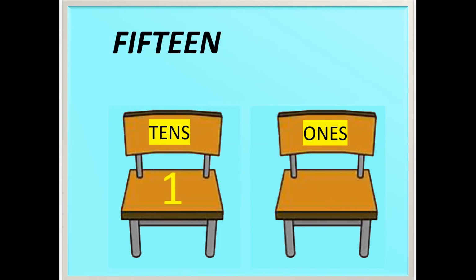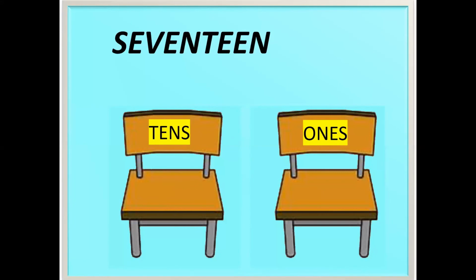15 is 1 ten and 5 ones. We spell it as FIFTEEN. 16 is 1 ten and 6 ones. We spell it as SIXTEEN. 17 is 1 ten and 7 ones. We spell 17 as SEVENTEEN.